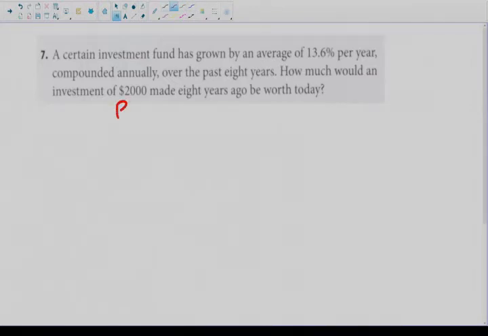Okay? Made 8 years ago is your time value, which is related to N. And 13% per year compounded annually is going to be your I value. Okay? So the formula is still a compound interest formula.